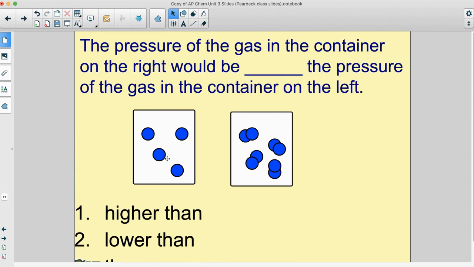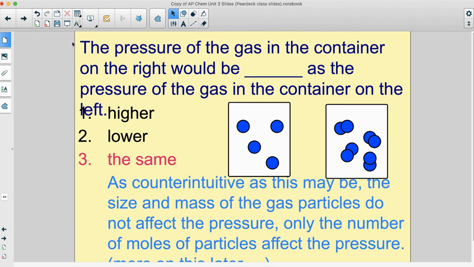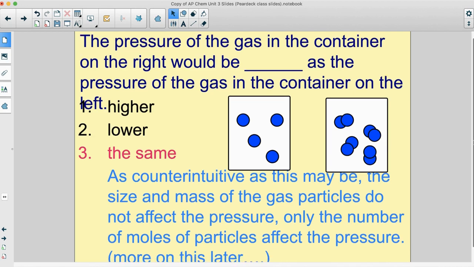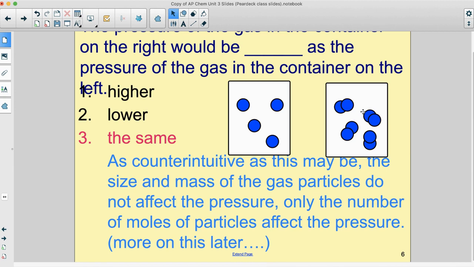Here we have 4 atomic particles, 4 atoms, versus 4 diatomic molecules. What would the pressure be on the right compared to the pressure of the container on the left? Here it is the same. Even though we have 2 different sets of substances here, one with twice the mass of these particles, the pressure is going to be exactly the same. We are calling these ideal gases. Only the number of particles is going to affect the pressure. There are no attractive or repulsive forces between these particles. So the pressure is exactly the same whether you have a gas with 1 atom, 2 atoms, or 3 atoms. Only the number of moles, the number of particles, will affect the pressure.